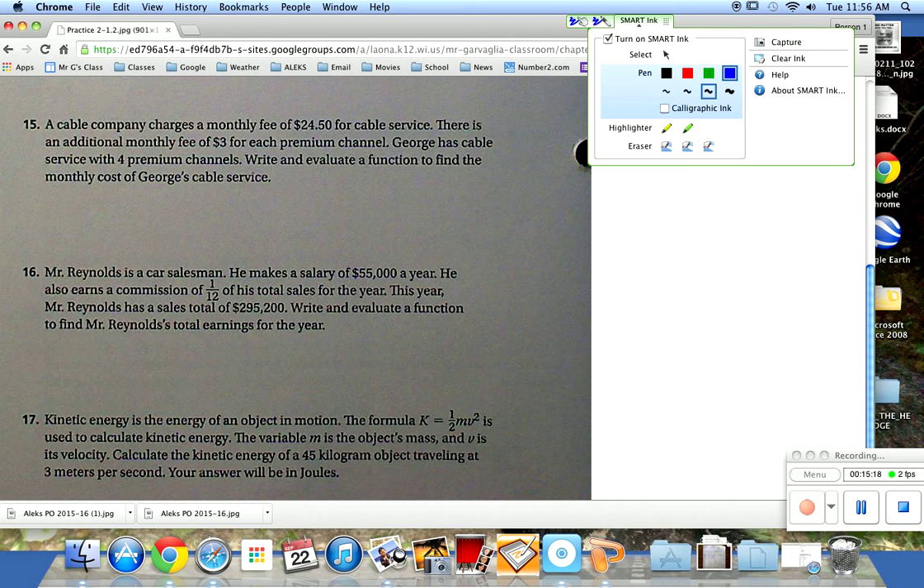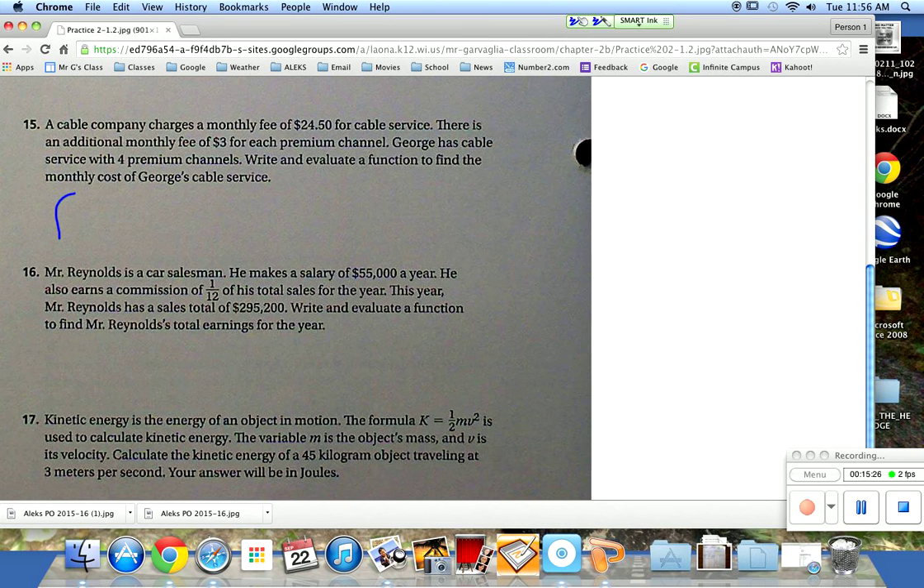How would you write a function? Let's take a look at this. Ty, what would I do? What is my f of x going to be? Well, I'm going to write the function first. Because it says here, the cable company charges $24.50 for cable service. There is an additional monthly fee of $3 for each premium channel. What would be my x?